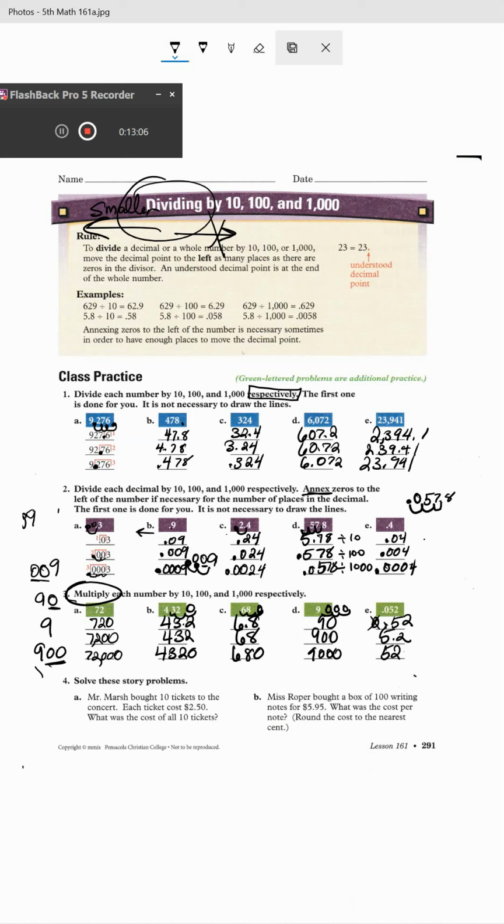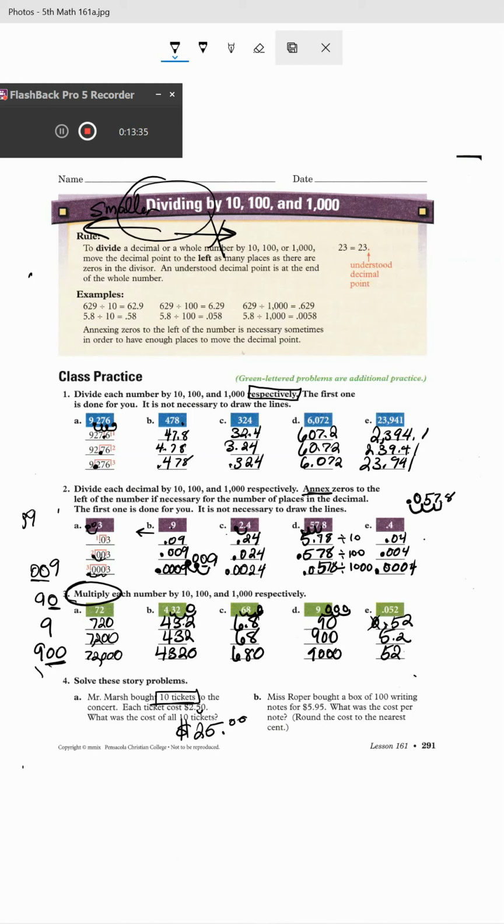Miss Marsh bought 10 tickets to the concert. Each ticket cost $2.50. Now this is where it's real practical. So what's the cost of her tickets? If you're multiplying times 10, $2.50, you just have to move the decimal over 1 place. So $2.50 becomes $25. Or you could write it with the 2 zeros there if you want.